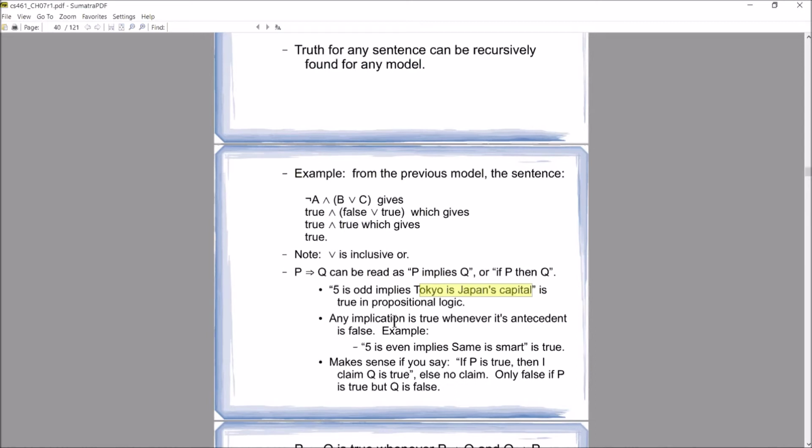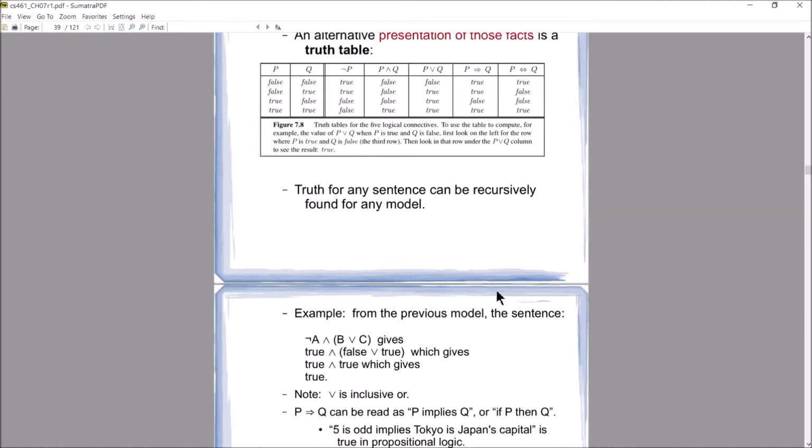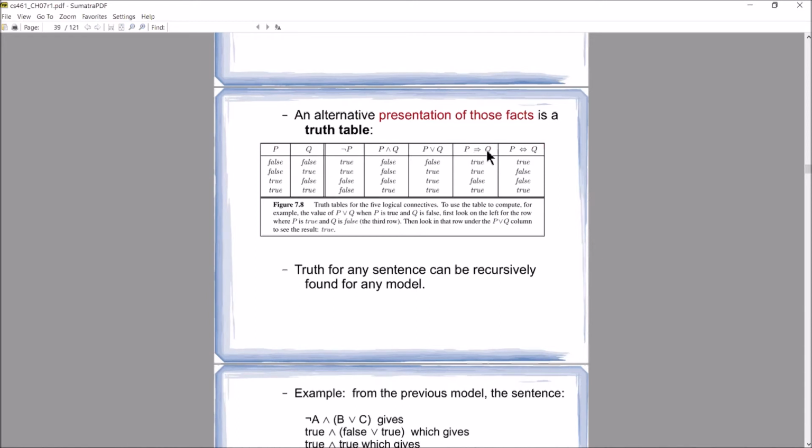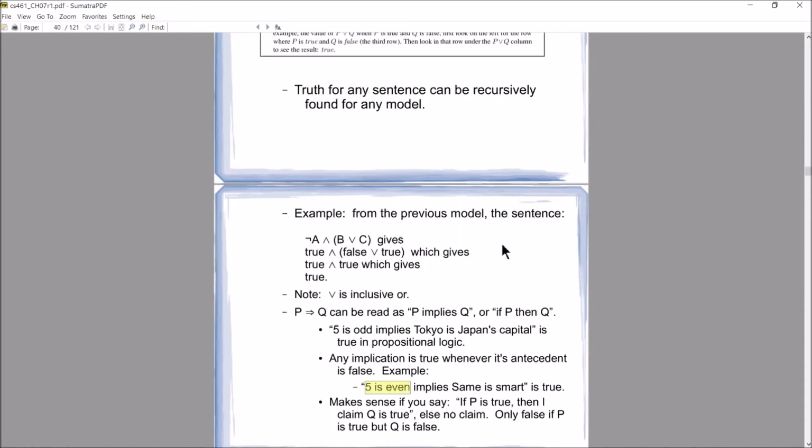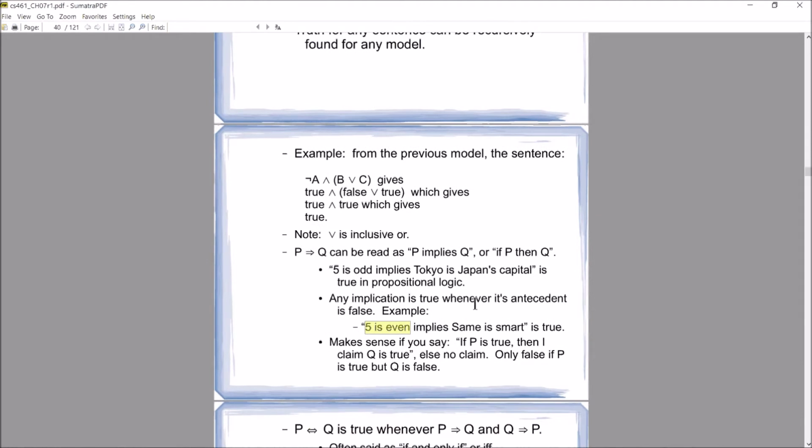All right, so any implication is going to be true whenever its antecedent is false. So this is false right here. So long as that's false, according to the definition, the whole thing is going to be true. Because if you go up here and look at P implies Q, when P is false, the whole thing evaluates to true. So it doesn't matter what Q is in that situation. Basically, I'm going to make some kind of claim: if P is true, then I claim Q is true. Otherwise, no claim, right? Now that's only going to be false if P is true but Q is false.